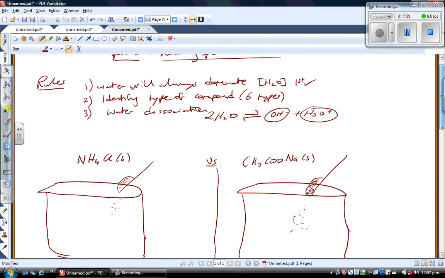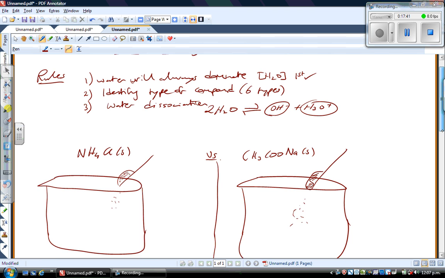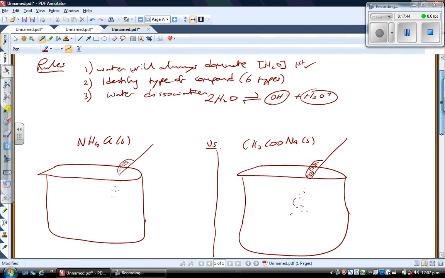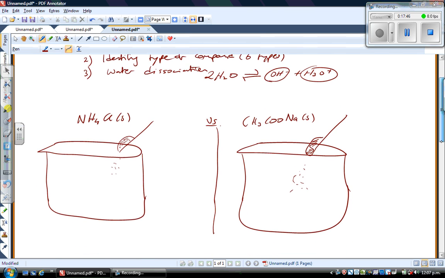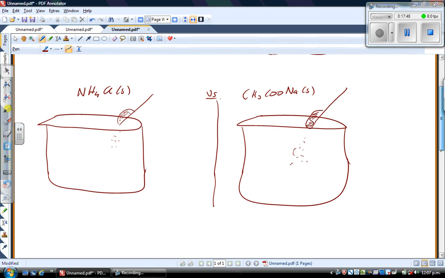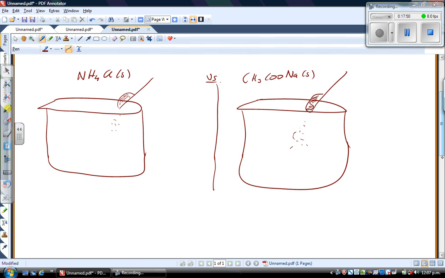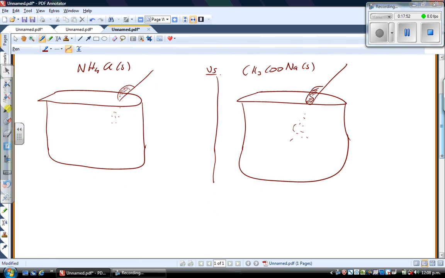So they're the main rules for ranking species in solution, and then the best thing is to just look at some specific examples. So here we go for ammonium chloride. So rule number 1 states that water will always dominate in the system.